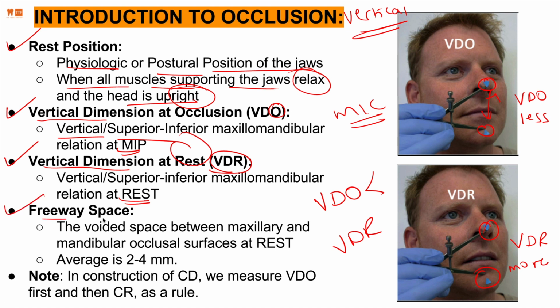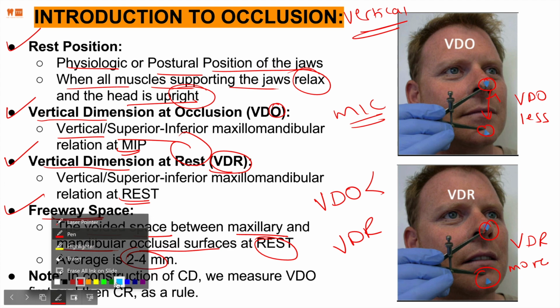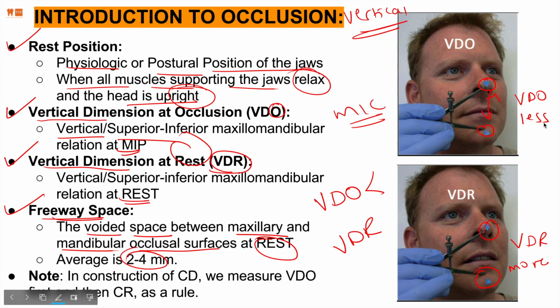Well, it's called freeway space. It is the voided space between the maxillary and mandibular occlusal surfaces at rest, which is about 2 to 4 millimeters. So in other words, if you consider an average amount, the VDO will be less. So say for example, it measures to be 40 millimeters. But when you drop the jaw, this could become 43 millimeters. And that difference, 43 minus 40, is 3 millimeters. This becomes your freeway space. Average is 2 to 4 millimeters.